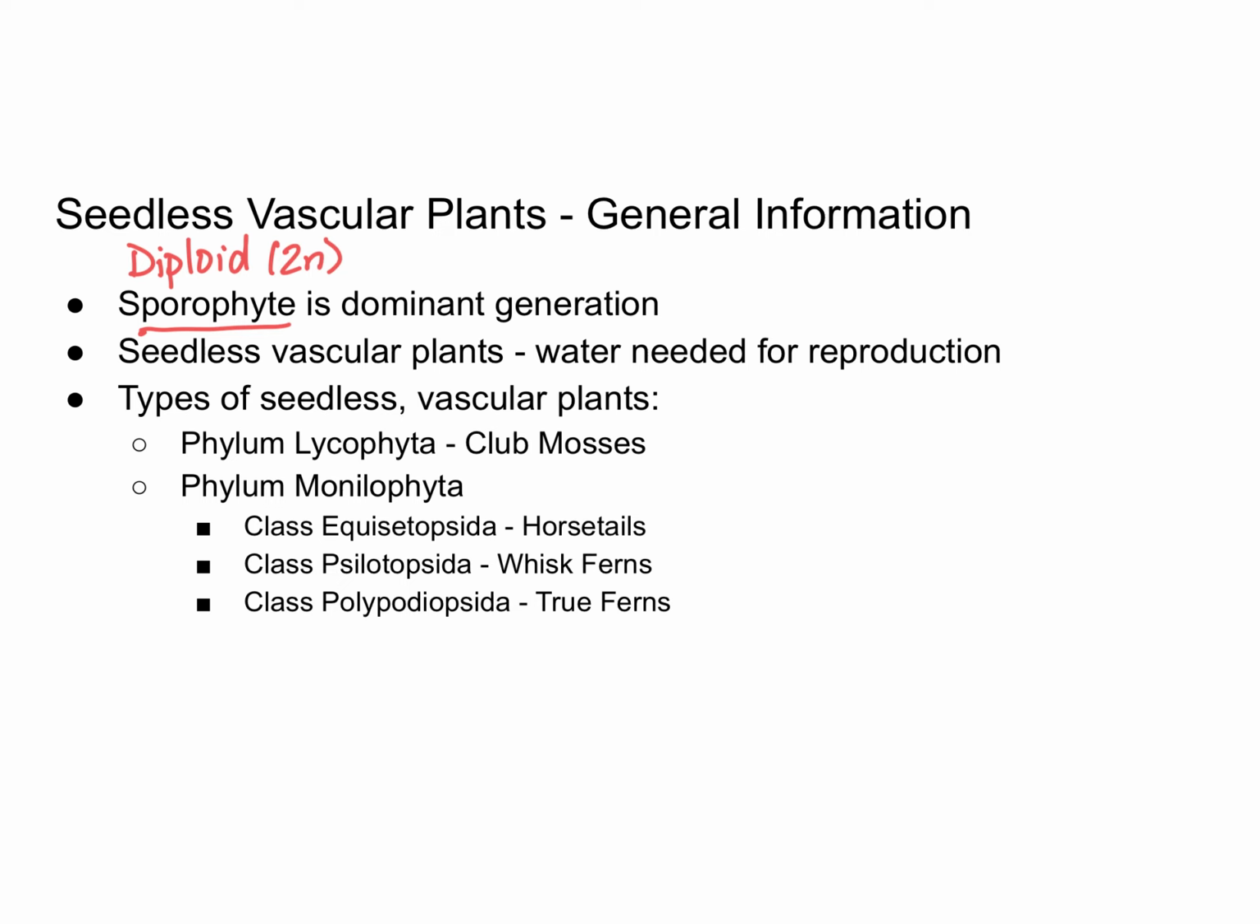Now, when we talked about bryophytes, the gametophyte was the dominant generation, but in all other plants other than the bryophytes, the sporophyte is going to be the dominant generation. And by dominant, we mean more conspicuous, which just means it's more noticeable. With seedless vascular plants, water is still needed for reproduction, and that's because the male gamete has to be able to swim to the female gamete.